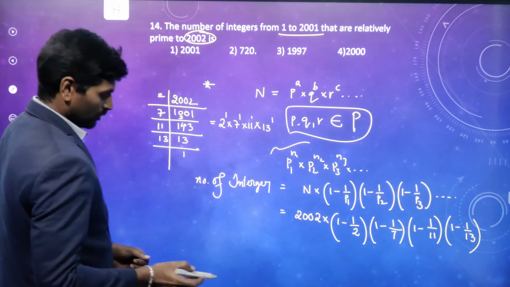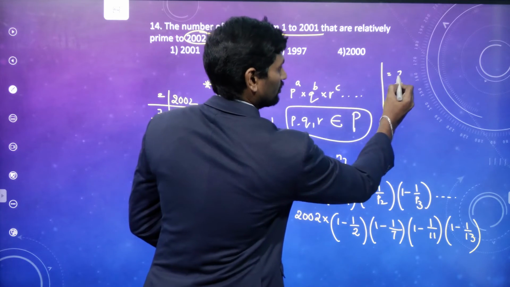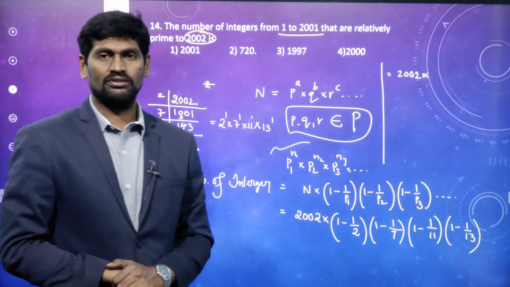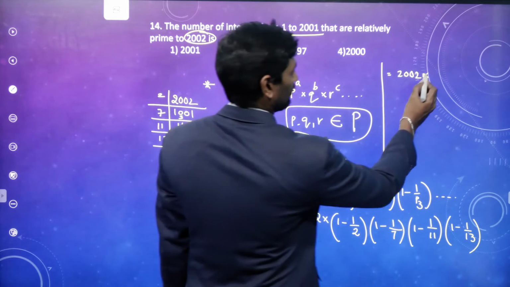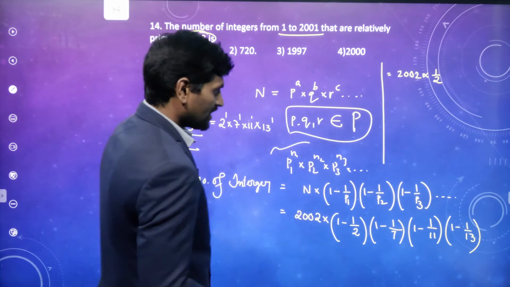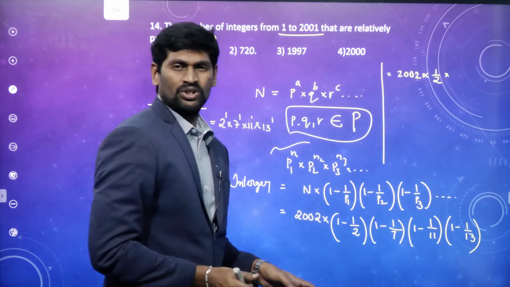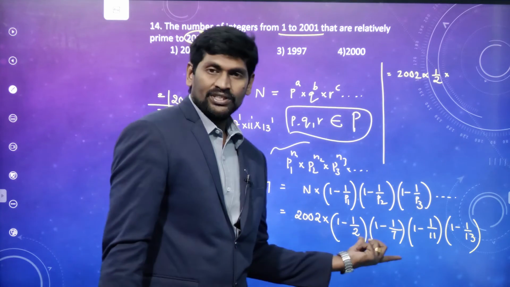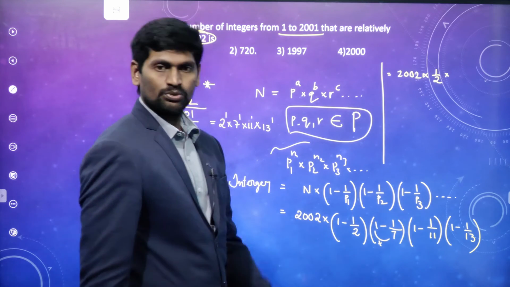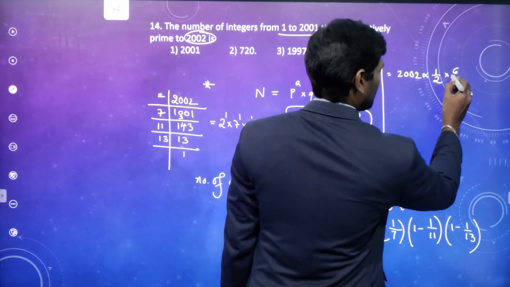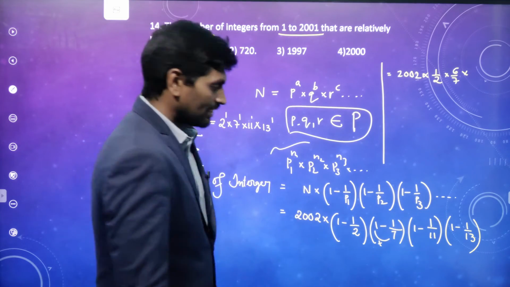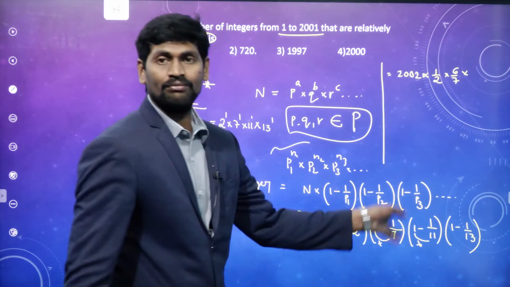Let us simplify. I am going to write here: that equals 2002 into 1 minus half. 1 minus half is nothing but half. That means we remove half from 1, and still half remains. Now see the second one, 1 minus 1 by 7. We need not do the LCM and all. You can remember it like this: 7 ones are 7, 7 minus 1 is 6, so this is 6 by 7. And 1 minus 1 by 11 is also the same: 11 ones are 11, 11 minus 1 is 10.